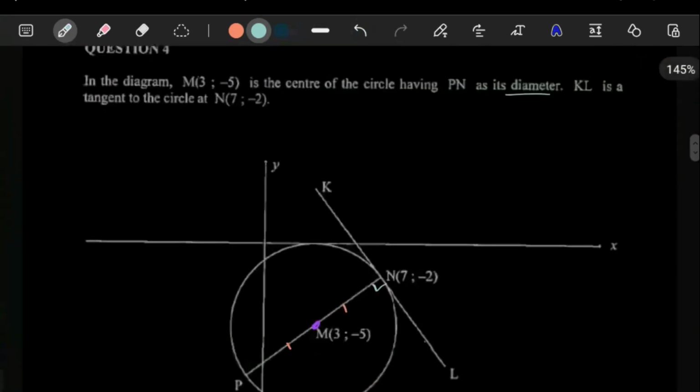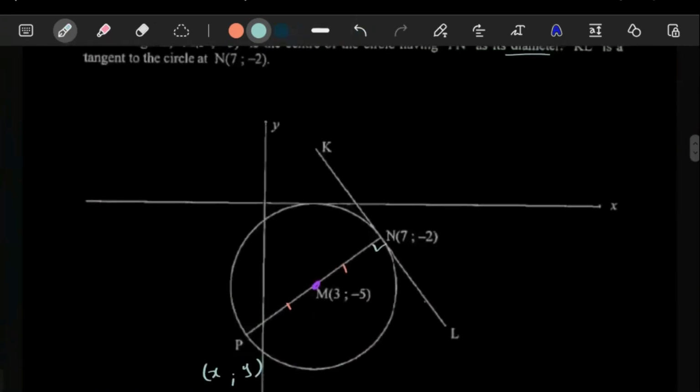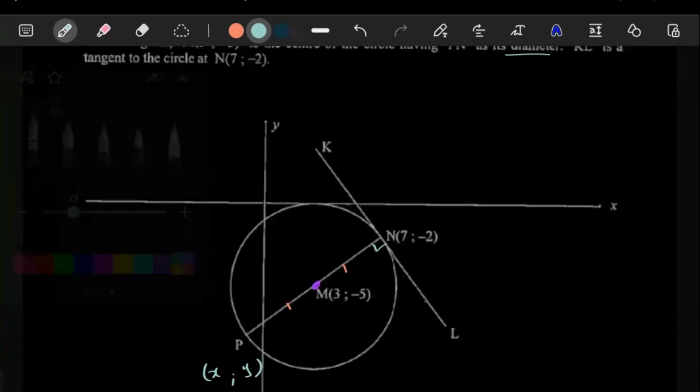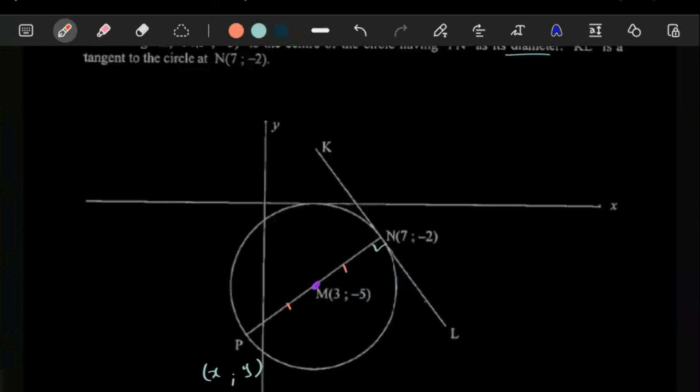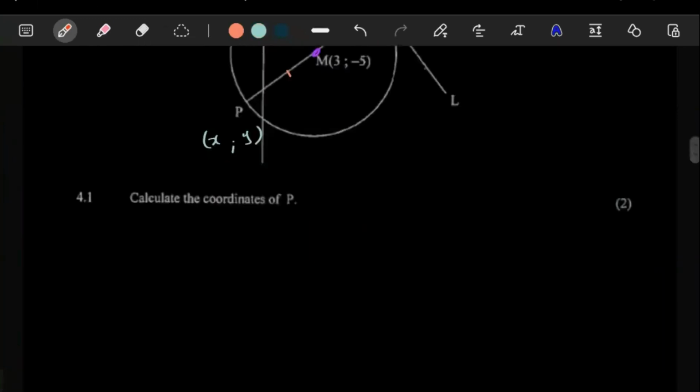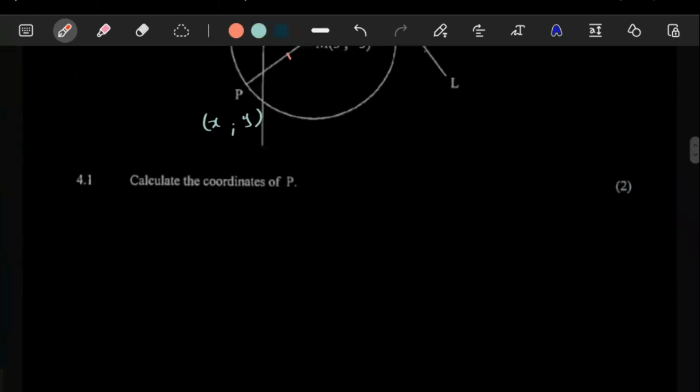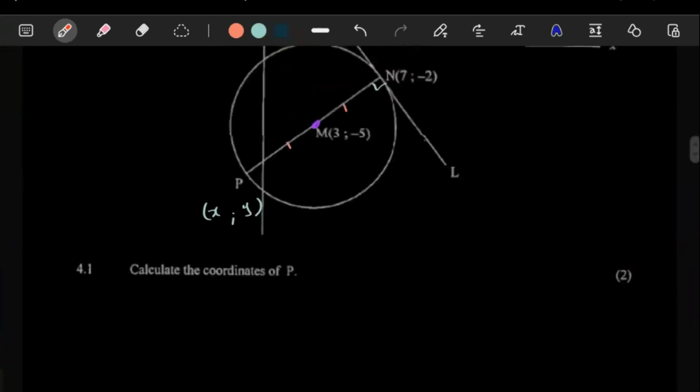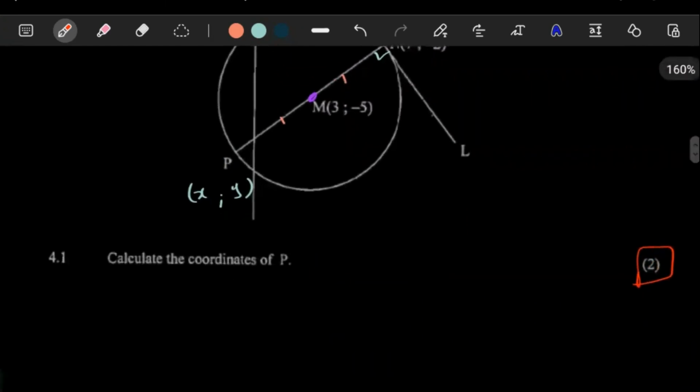Let's see, they said KL is a tangent. Yes. We can also anticipate them asking for the equation of the tangent to the circle. That's a straightforward question. And then here they gave us the coordinate of N. And then they said here, we need to calculate the coordinates of P. Oh, that's question number 1. Very predictable. So what we know is, remember, M is the center, right?